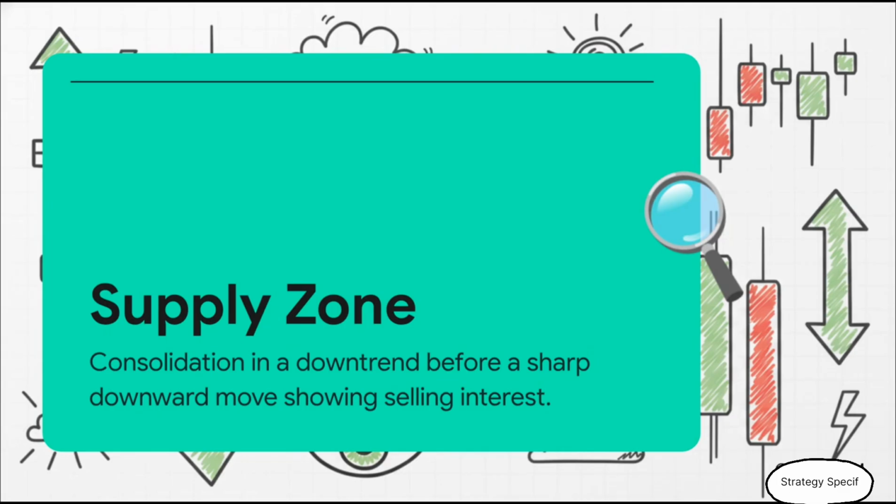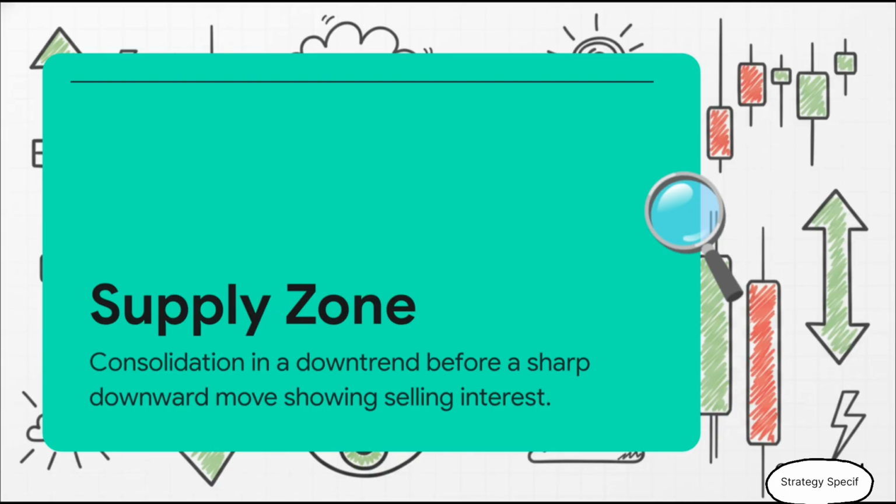Now, a supply zone, that's the exact opposite. This takes place exclusively in a validated downtrend. You look for a sideways consolidation right before a violent, actually scratch that, it doesn't just have to be violent. It just needs to be a very sharp, clear move downward. That drop indicates heavy selling pressure.